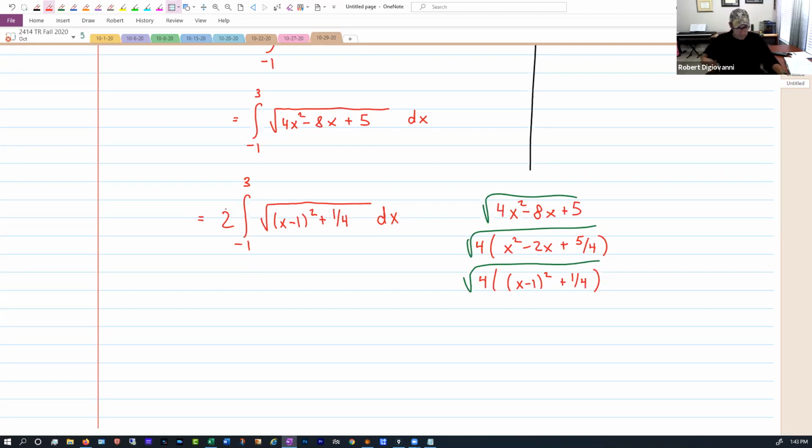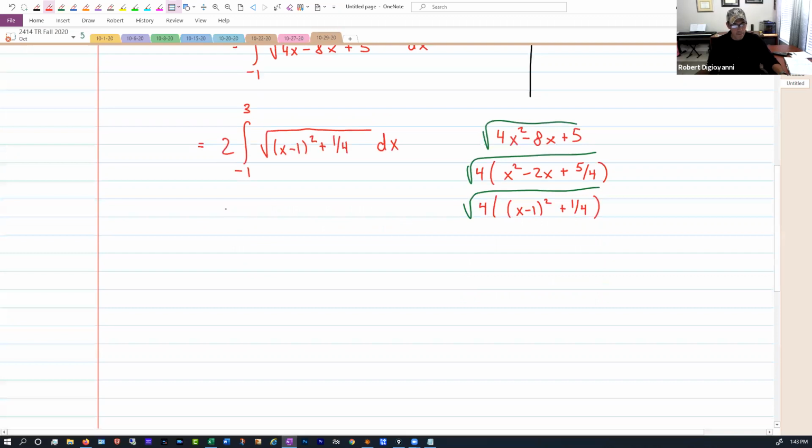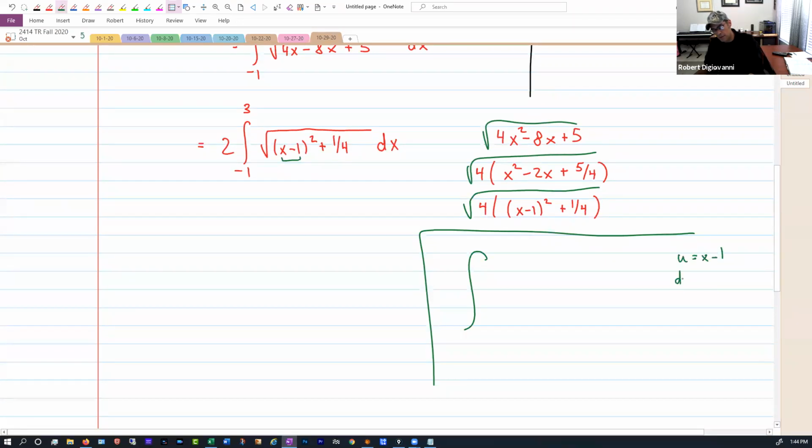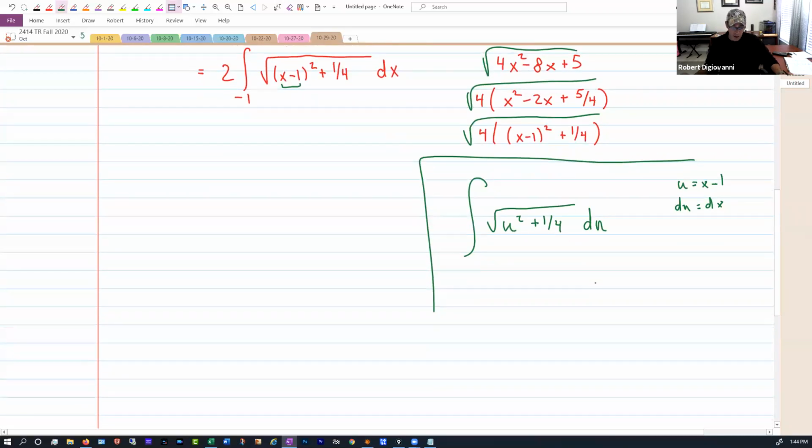Let's keep going. So now what I would do is try and integrate that, so I'm going to do that on the side here. I'm going to make a quick u substitution. U is just going to be x minus 1, and that means du is dx. That allows me to rewrite this integral as the square root of u squared plus 1/4. There's no constant I have to take out. Everything's beautiful. Now I do a trig sub.